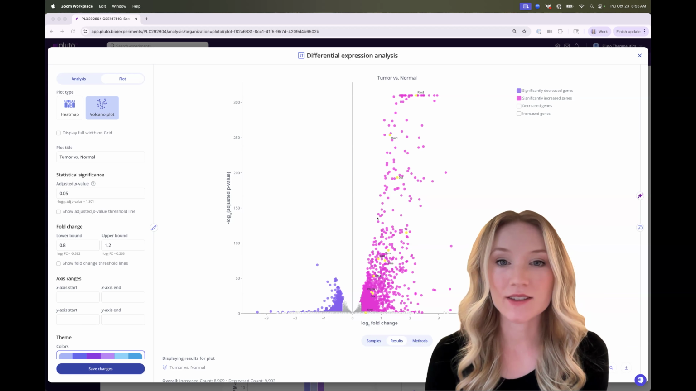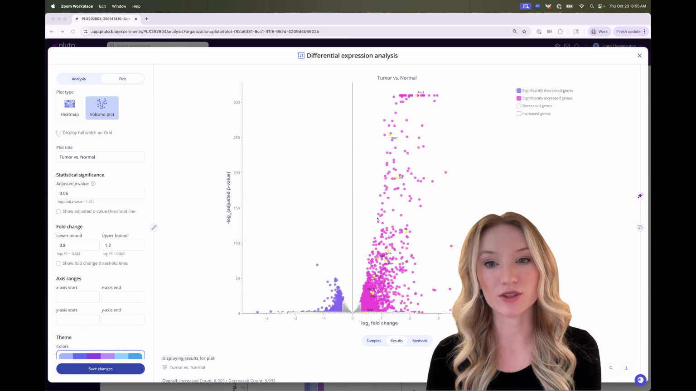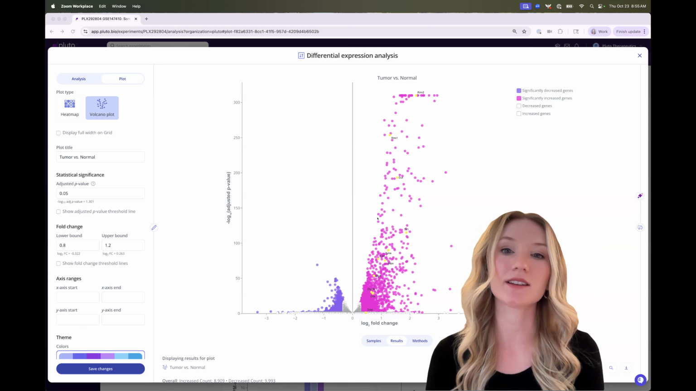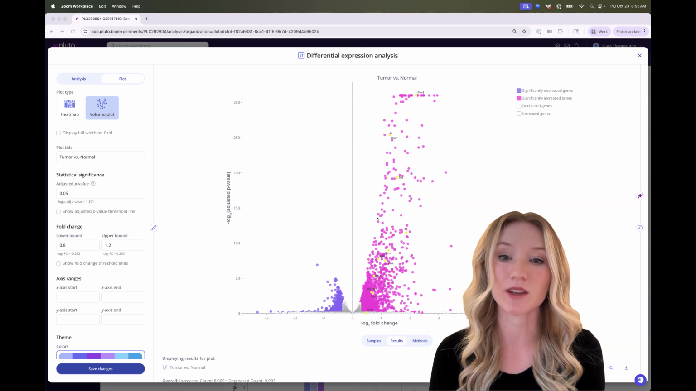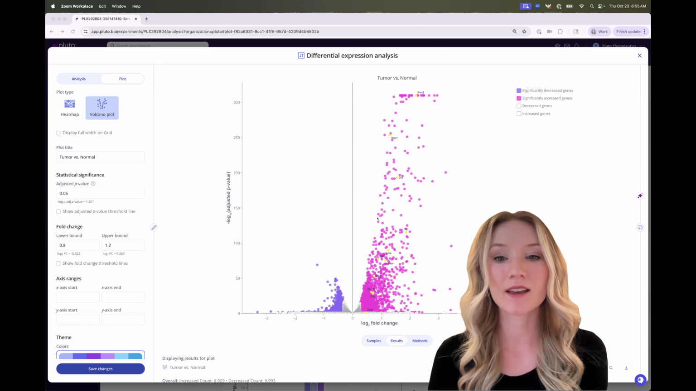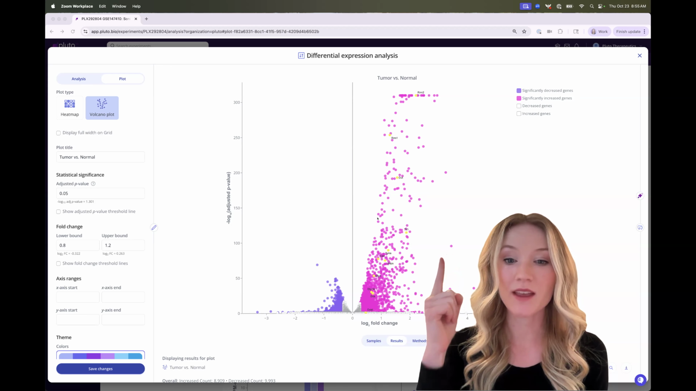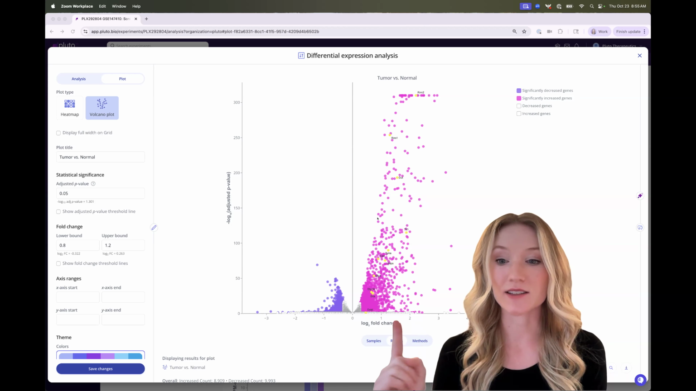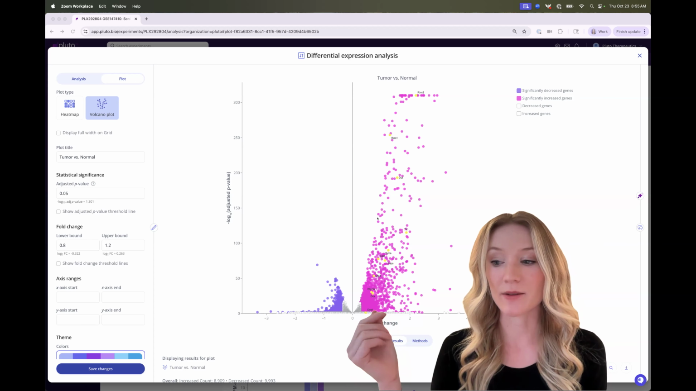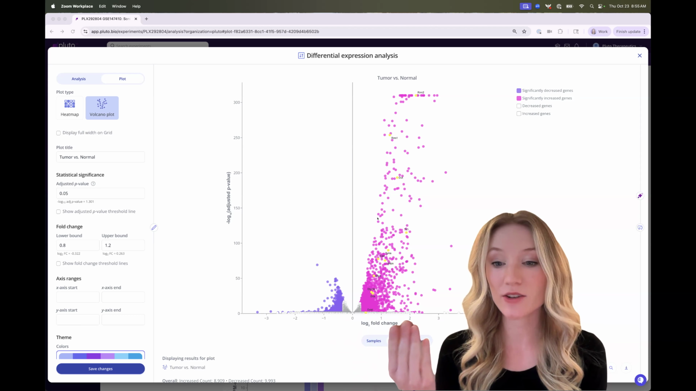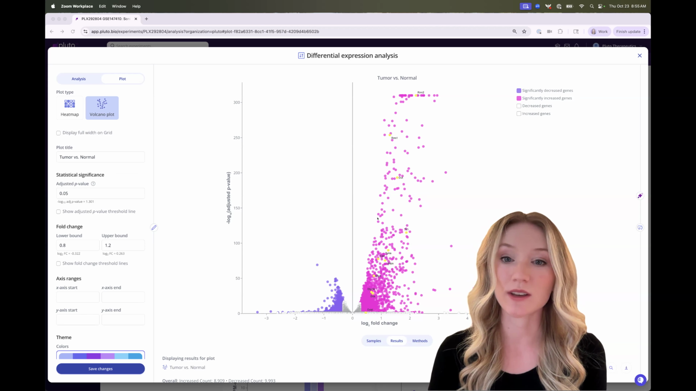A volcano plot is used to interpret RNA sequencing data, and what it allows us to do is identify genes that demonstrate strong and meaningful changes in gene expression between two conditions. So on this plot, every point represents a gene, and the x-axis shows us the log2-fold change, which shows us how much a gene increases or decreases in expression between those two conditions.